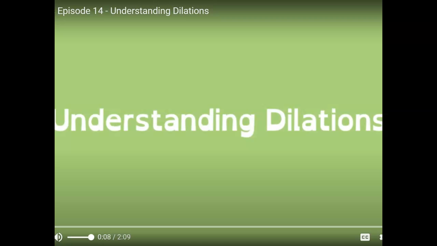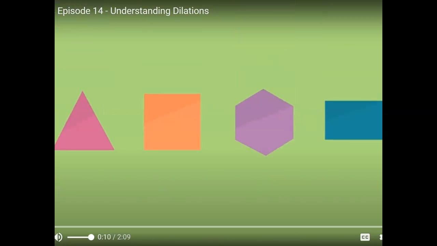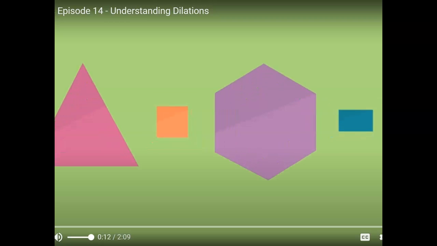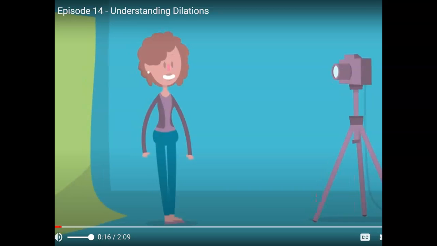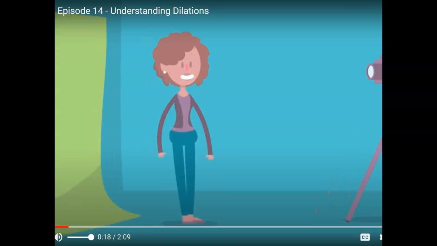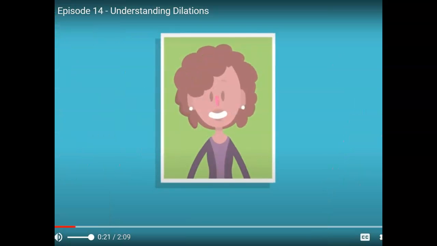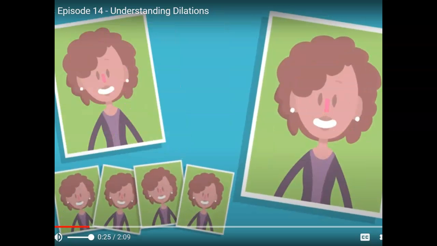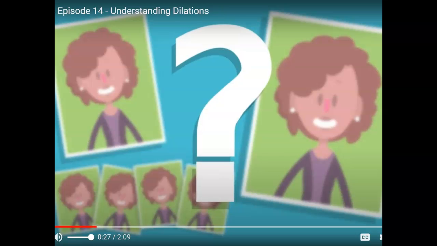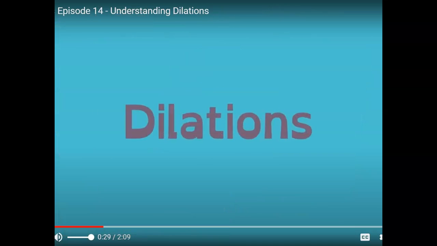Understanding dilations. In math, dilation refers to the process of making a polygon larger or smaller without changing its shape. It's picture day. Kate chooses the package with one photo for her parents, a larger one for her grandparents, and smaller photos for her friends. How can photographers print one photo in different sizes?